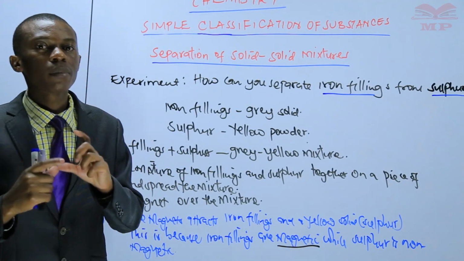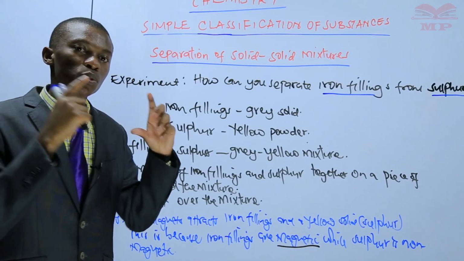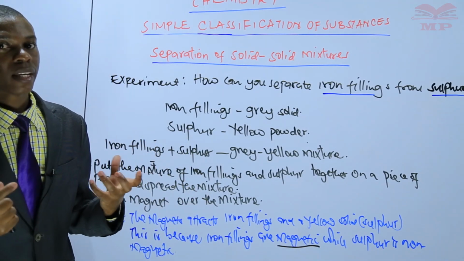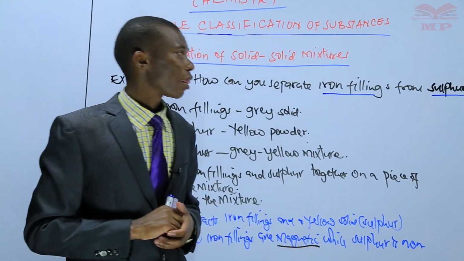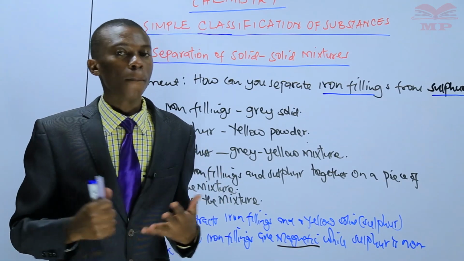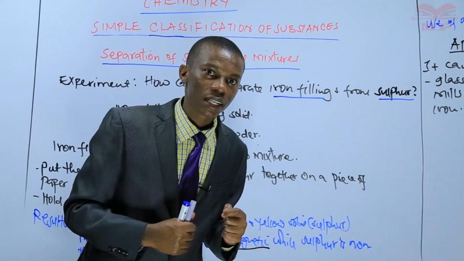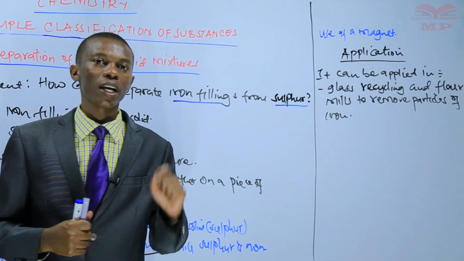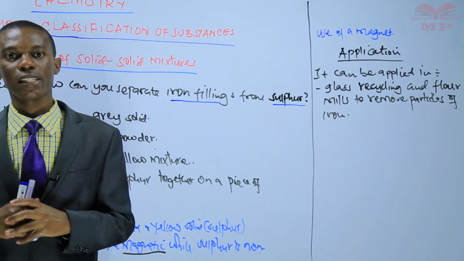I've told you that this magnetic thing is the ability to attract: the magnet is able to attract iron filings and not sulfur, and that is how you have been able to separate the two. And I've told you again that this method of separation is called use of a magnet, and it can be applied in glass recycling and in flour mills to remove particles of iron, which may be contaminants in those substances.